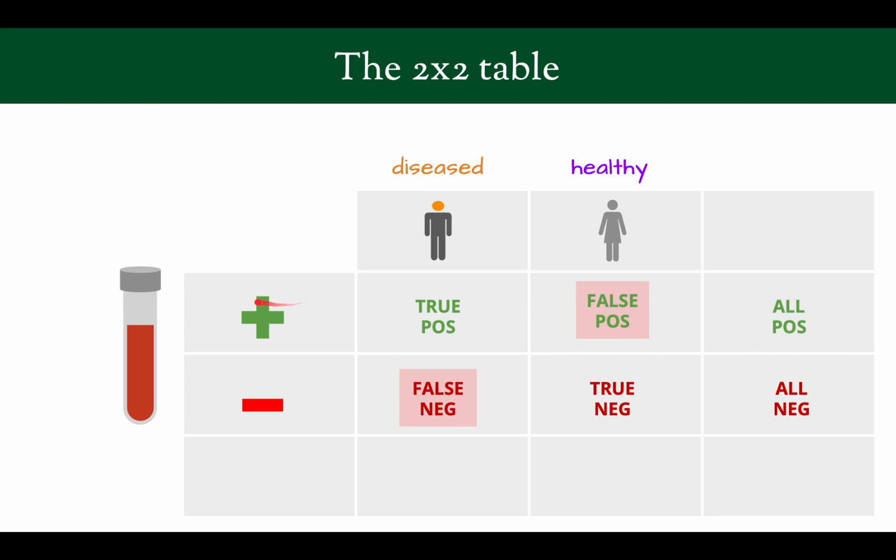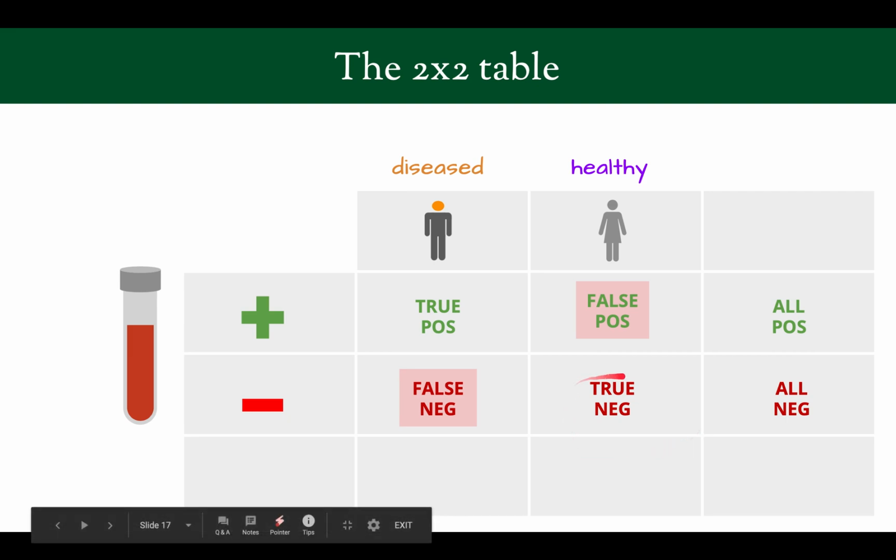So we can sum up all the number of times this test is positive, right? That's the times we were right when the test was positive, and the times that we were wrong when the test was positive. So true positive plus false positive equals all positives. Similarly for the negatives, we can sum it up. We can say all the times we were right when the test was negative and all the times we were wrong when the tests were negative.